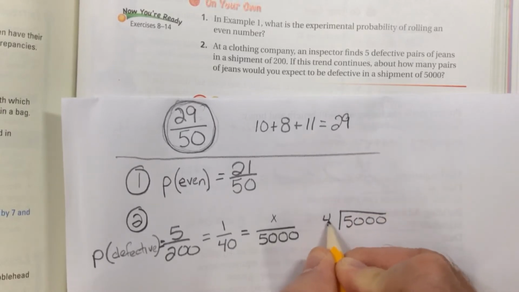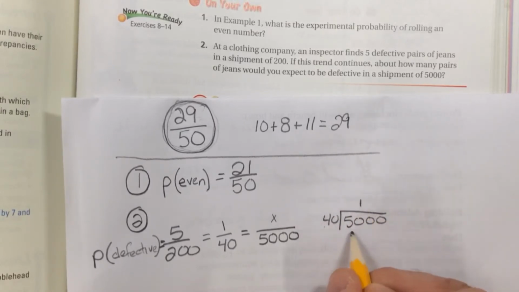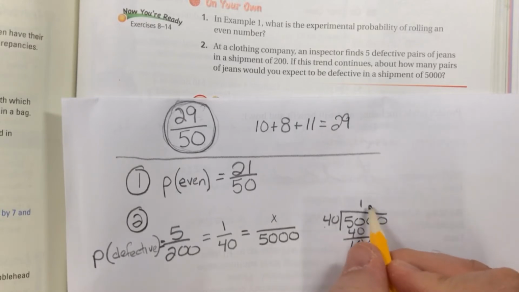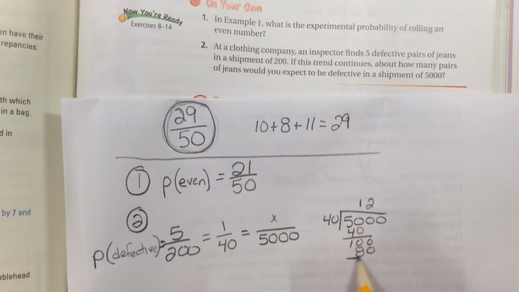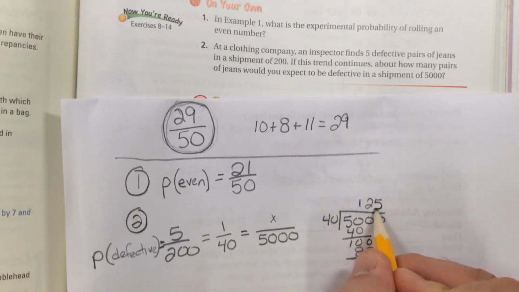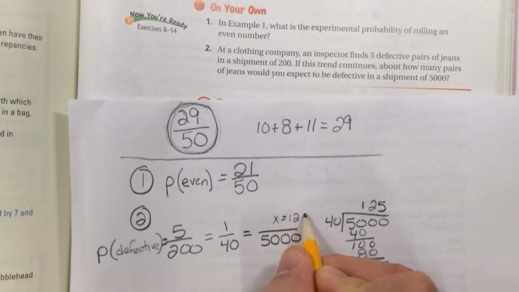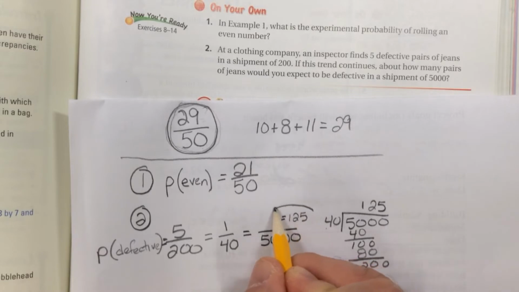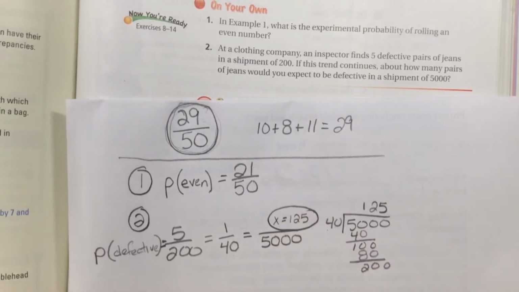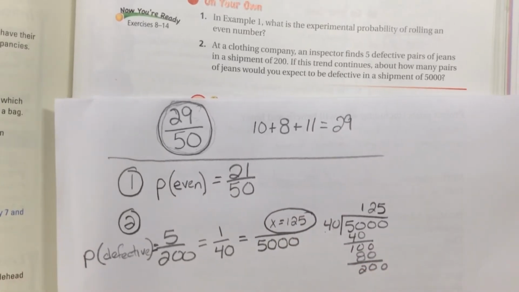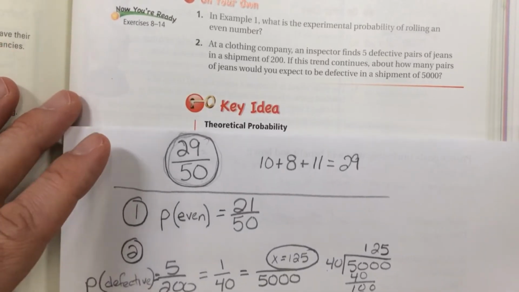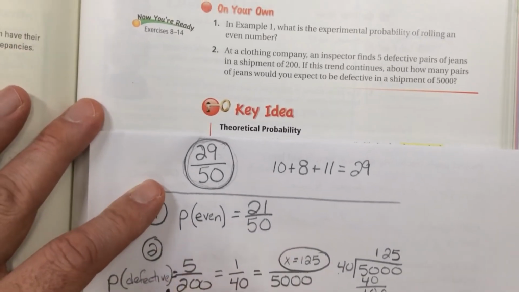5,000 divided by 40. 40 goes into 50 once. 40 goes into 100 twice. And 40 goes into 200 5 times. 125. We can expect 125 defective pair of jeans. That was for number 2 for on your own.